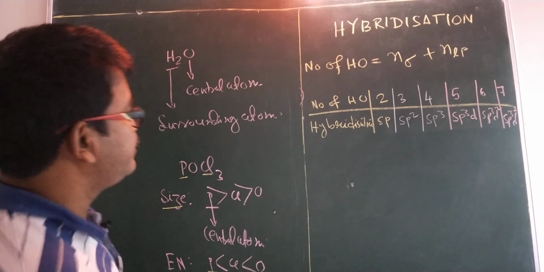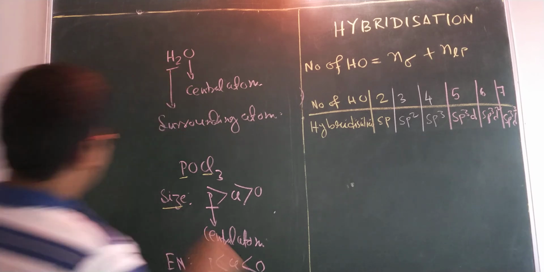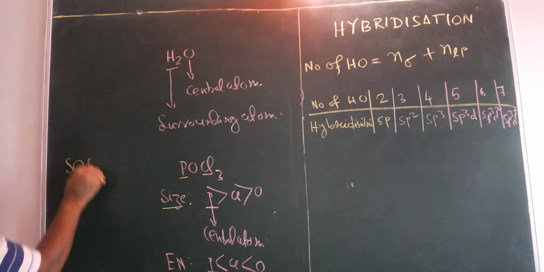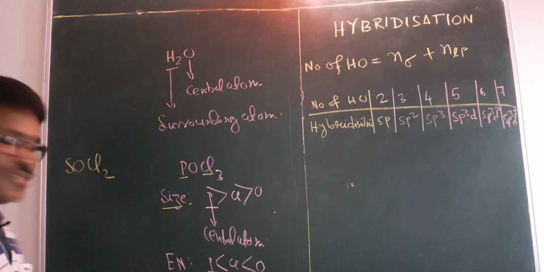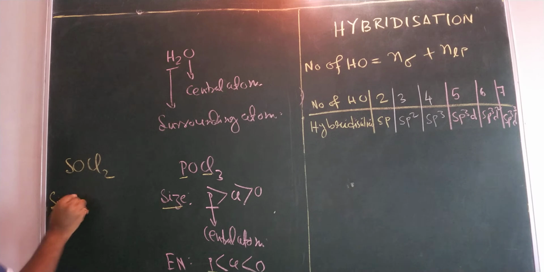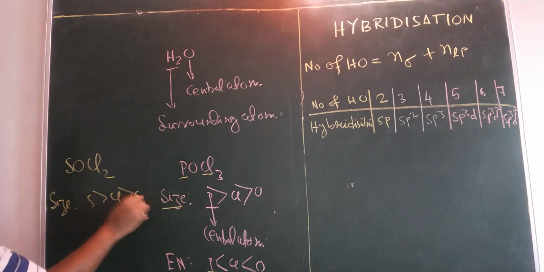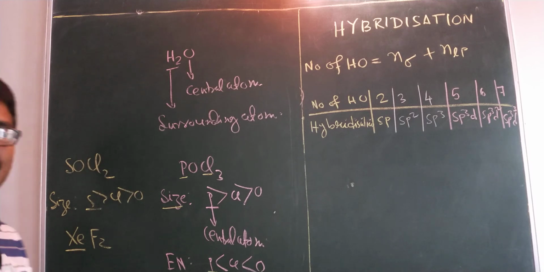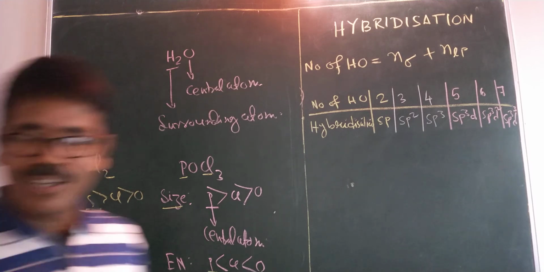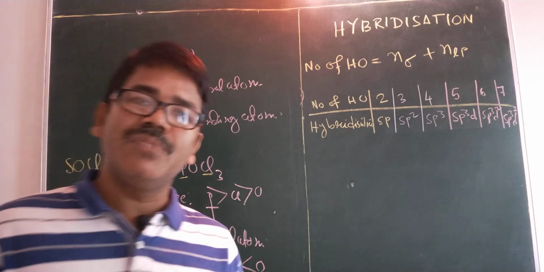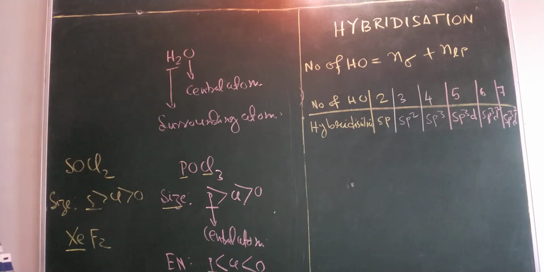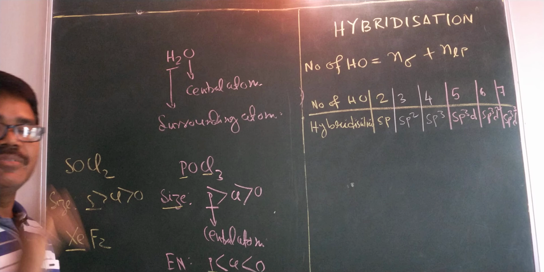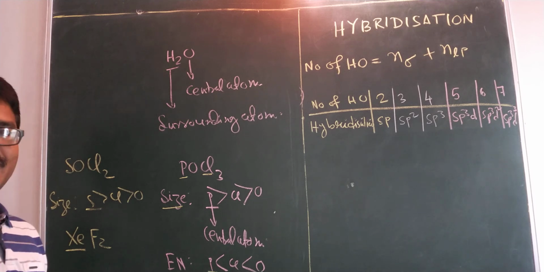Let us consider another example, SOCl2. Similarly, if you compare the size of sulfur, chlorine and oxygen, sulfur will be the central atom and the others will be surrounding atoms. Similarly, in xenon difluoride, xenon is the central atom, the others are surrounding atoms. Clear? First of all, we need to identify the central atom and the surrounding atoms. The central atom is the largest size atom with the lowest electronegativity.